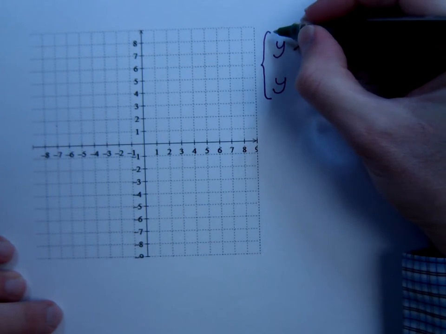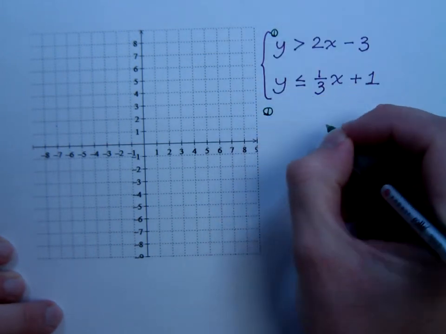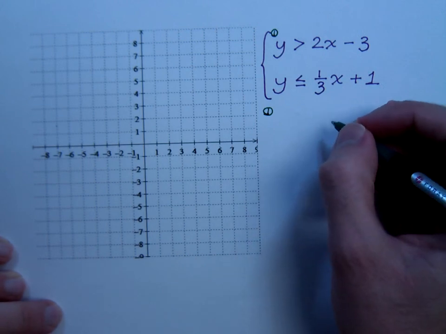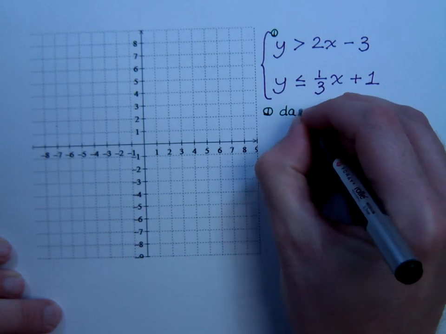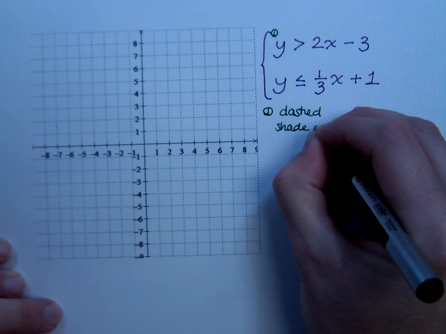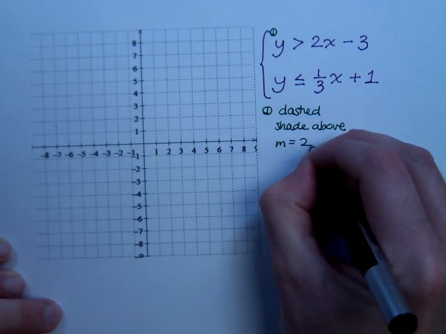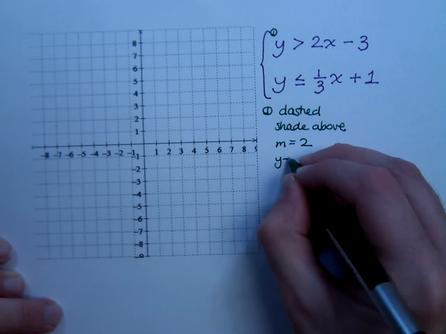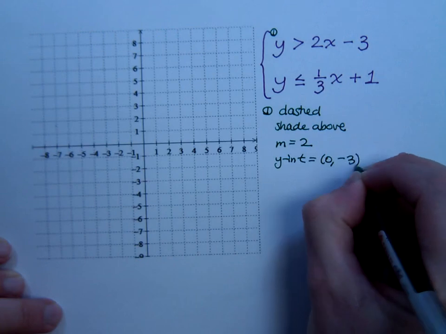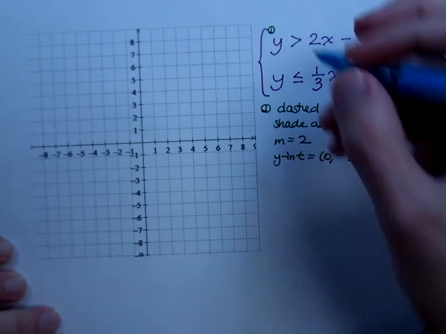So if I were to call this guy number 1, tell me everything you know about number 1. All right, you know it's dashed. Well, I heard shade above. I heard that it has a slope of 2. What else do you know? Y-intercept is 0, negative 3. Okay. Now, what about number 2?